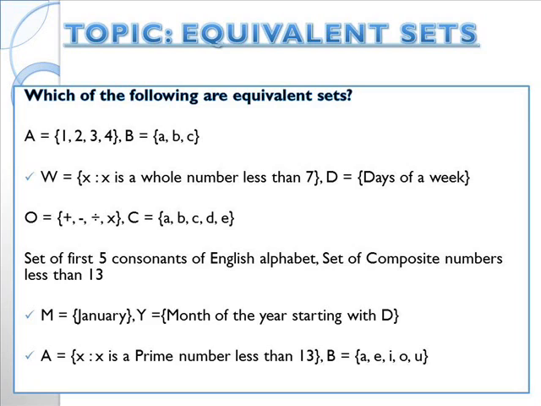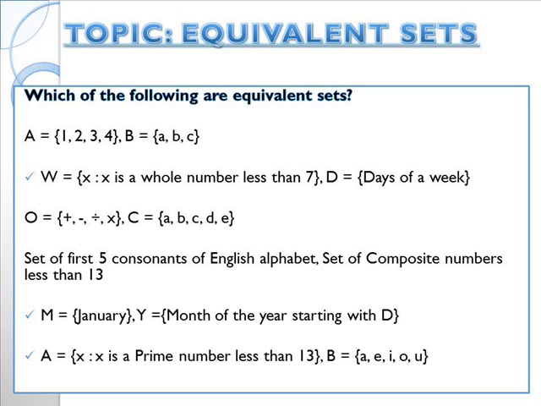Then we have W is equal to {x such that x is a whole number less than 7}. Well, this set includes all the numbers from 0 to 6. Then we have D. D is the set of days of a week, that is Monday, Tuesday, Wednesday, Thursday, Friday, Saturday and Sunday. As both the sets have the same number of elements, therefore these are equivalent sets.